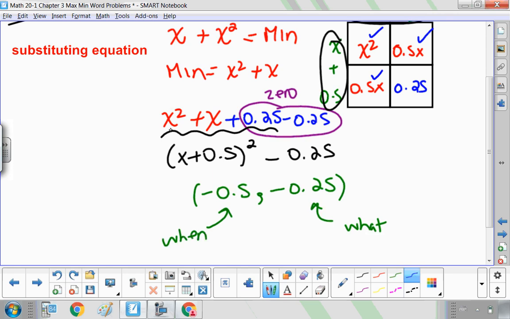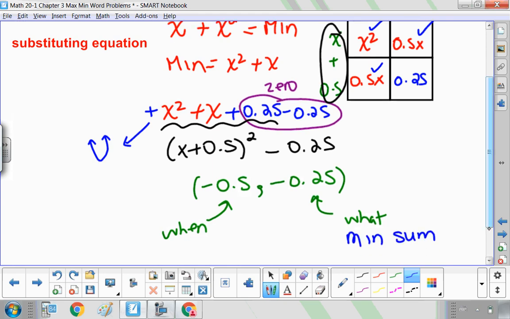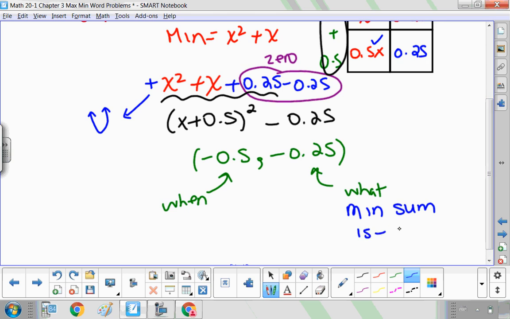So since I have a leading coefficient that is positive, I know that my parabola opens up, so I therefore have a minimum. And what that minimum is the minimum sum. So the minimum sum is negative 0.25, and it occurs when one of the numbers is negative 0.5. And that is the number that when I add itself to its square, I get the minimum sum.